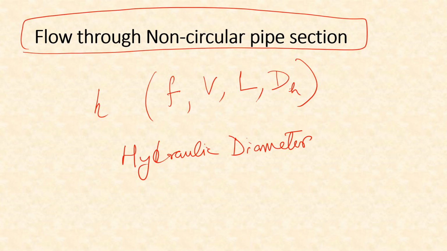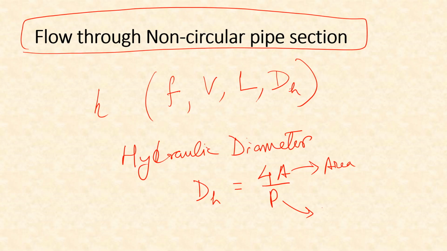Now how to find this hydraulic diameter? It's actually very simple. You can simply remember this formula. dh is given as 4A by P, where A is the area of cross section of the pipe and P is the wetted perimeter, or in case of pipe flow we can simply call it the inner perimeter or simply perimeter.